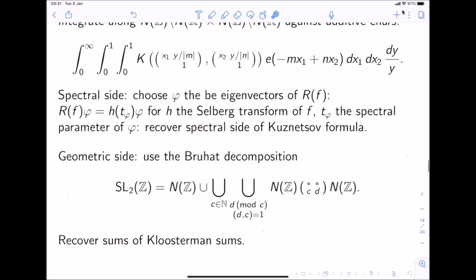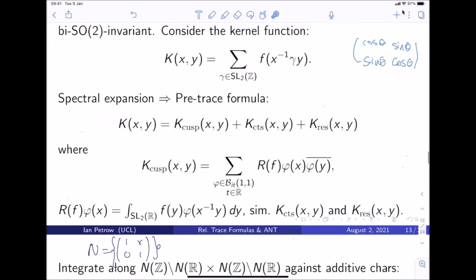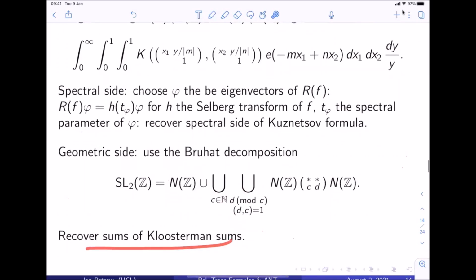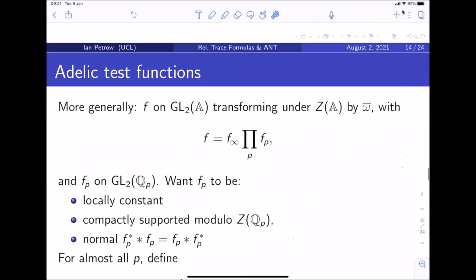And then to evaluate the geometric side, that is using this form of the kernel, we just use the Bruhat decomposition in this explicit form. And then you can already see the Kuznetsov formula coming out. These terms will lead to your diagonal contribution. Here I'm going to have my sum over c, and here you can see how this will lead you to Kloosterman sums. And then we end up recovering sums of Kloosterman sums.